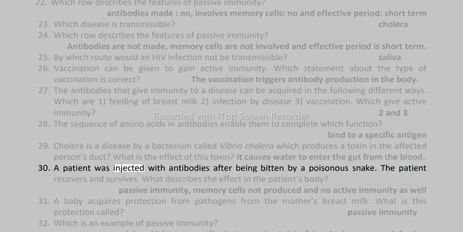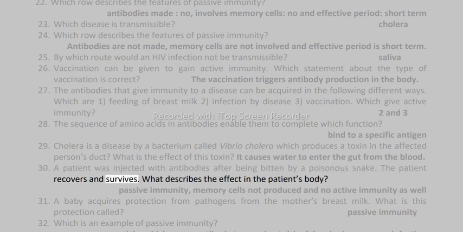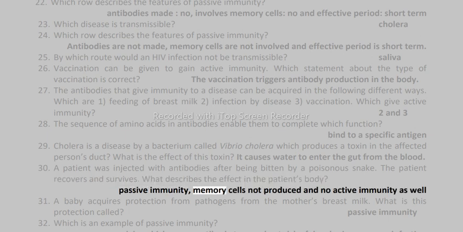30. A patient was injected with antibodies after being bitten by a poisonous snake. The patient recovers and survives. What describes the effect in the patient's body? Passive immunity, memory cells not produced and no active immunity as well.